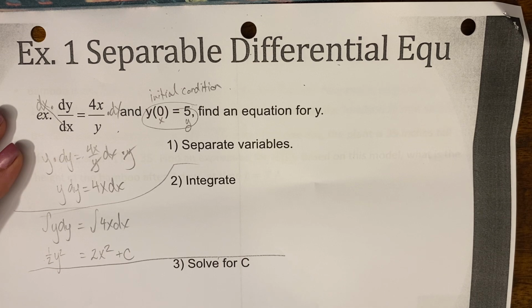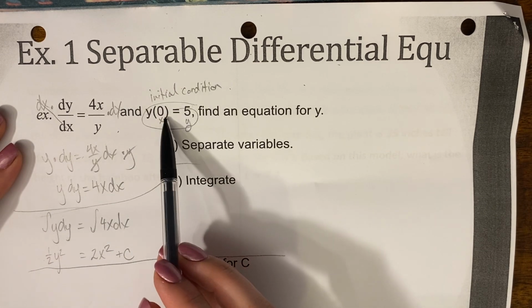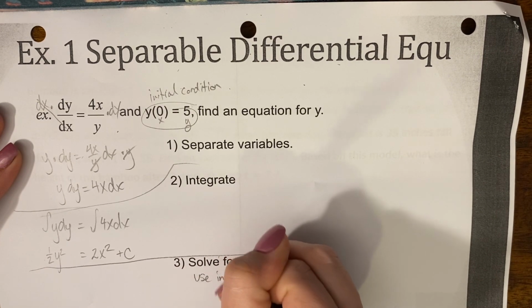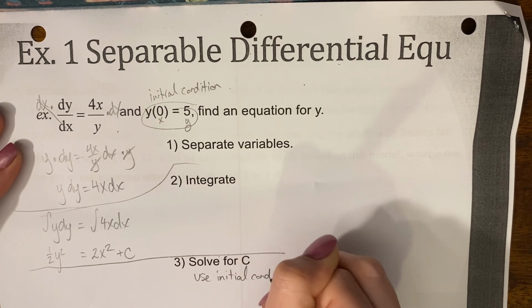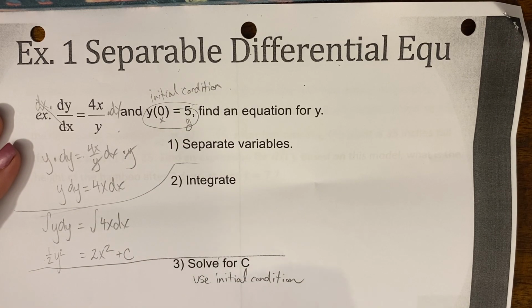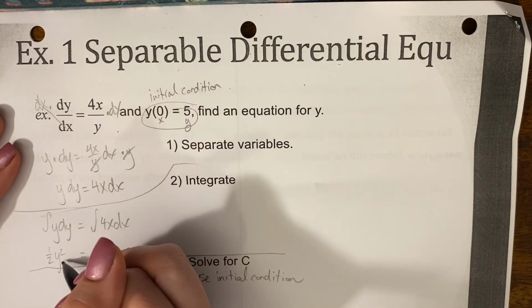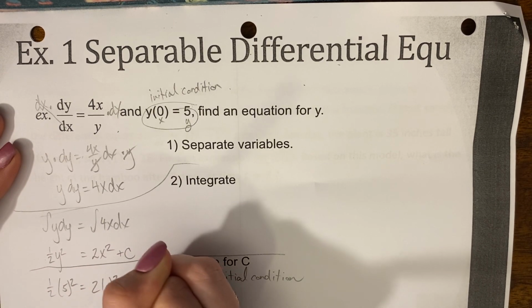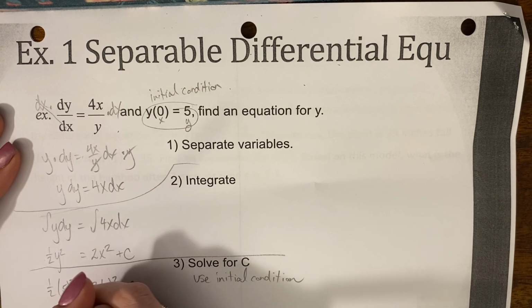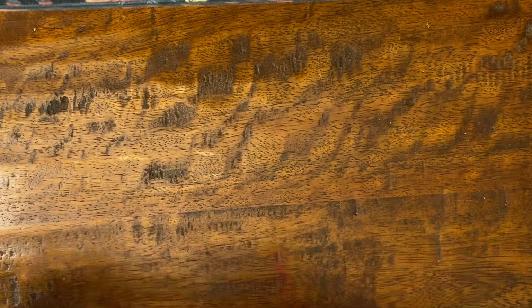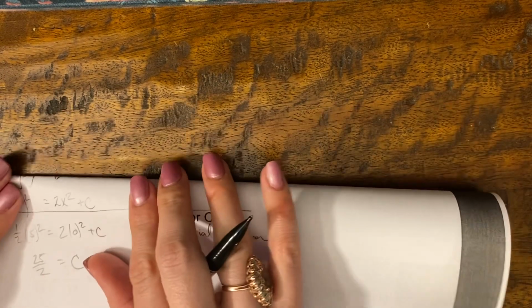Now, step three is to solve for plus c. So I'm going to use my initial condition. Think about how I can use this x value and this y value of the initial condition to solve for the plus c. If you thought substitute in, that's right. So I'm going to substitute 5 for my y, 1/2 5 squared. I'm going to substitute 0 for my x. So I get 25 halves equals c.